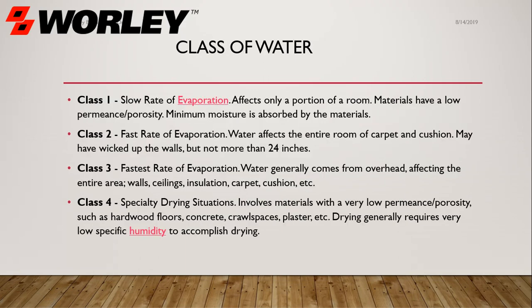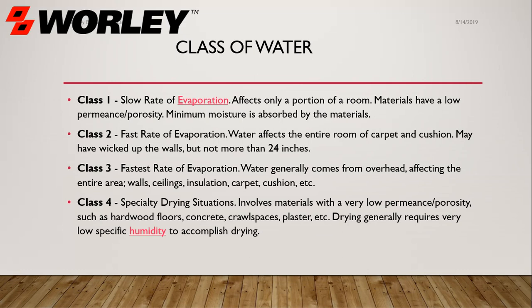Now there's also what we call the class of water. There are 4 classes, and they deal with evaporation, meaning drying techniques. The first class is a slow rate of evaporation. It affects only a portion of the room. Materials have low porosity, and minimum moisture is absorbed by the material. So this is like a partial water loss, like maybe a kitchen supply line breaks. It only gets half of the kitchen wet. It's still a bottom-up type loss, but the entire room is not impacted.